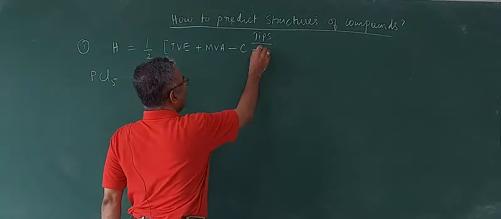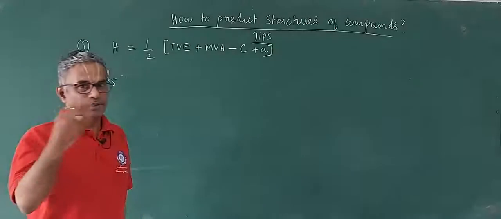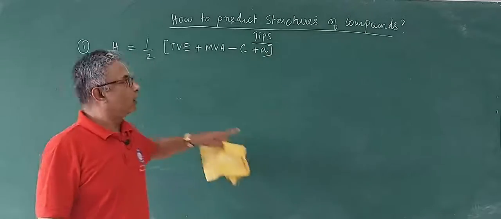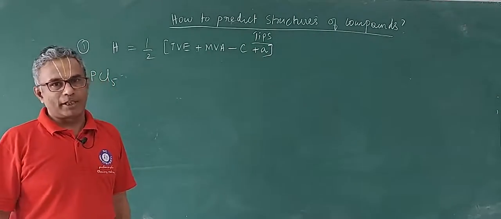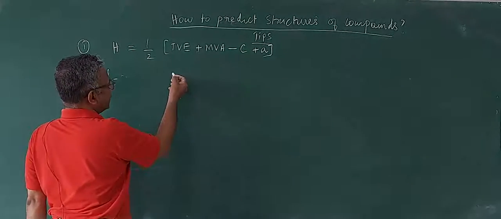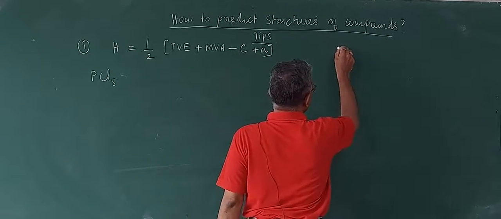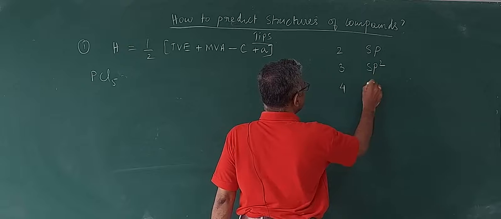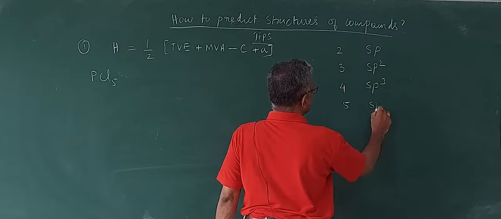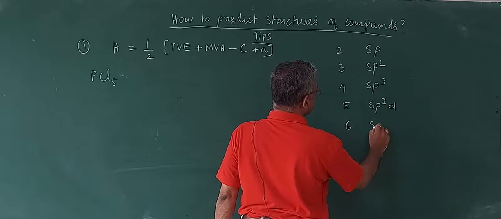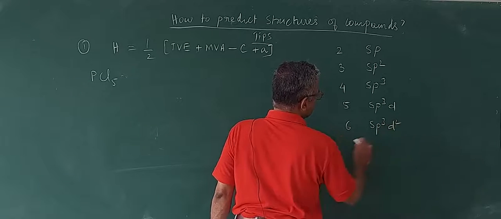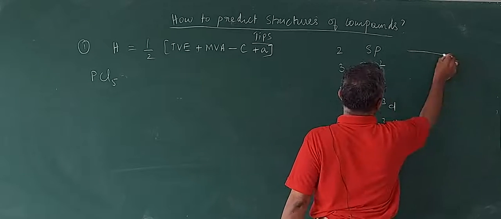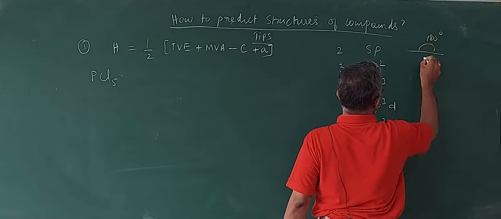You subtract that and you add the anion. Suppose if it is 1 minus you will put 1, 2 minus means you put 2, 3 minus means 3 and so on. So, this will give you the hybridization of the particular central atom, and this hybridization, if it is going to be 2 then it will be sp, 3 means sp2, 4 means sp3, 5 means sp3d, 6 means sp3d2, 7 means sp3d3.